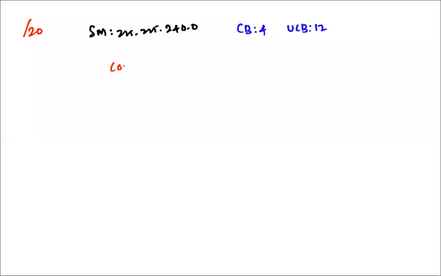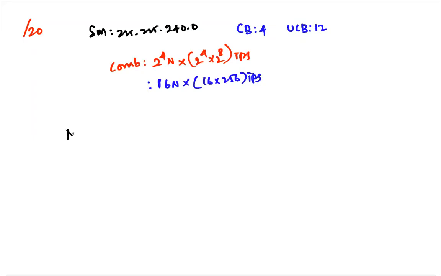So the combination is going to be 2 power 4 networks into 2 power 12 IPs. How do I break 2 power 12? I can break it as 2 power 4 into 2 power 8. That is the number of IPs. So the combination is 16 networks into 16 into 256 IPs. Now network address, host IP, broadcast address.